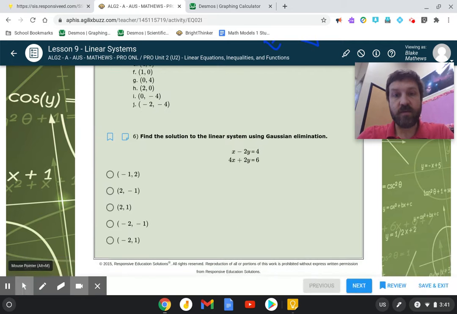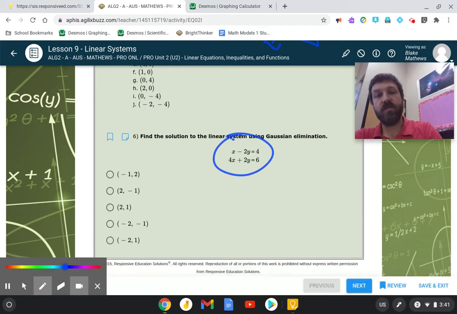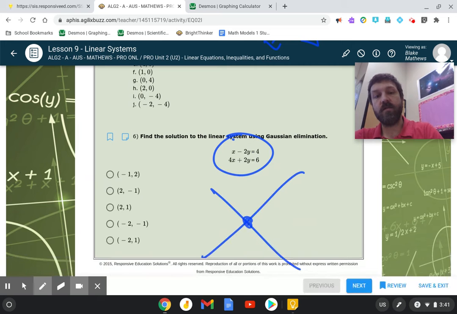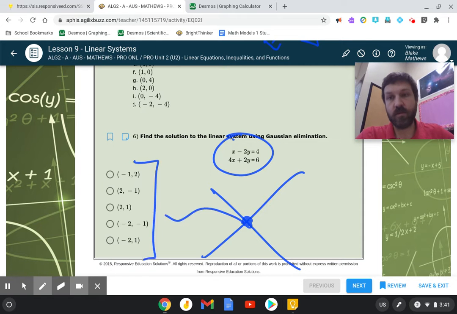And then in number 6, again, find the solution. You need to graph these two equations, find out where they intersect, and that one is going to be one of these answer choices. And another short video for lesson 9.